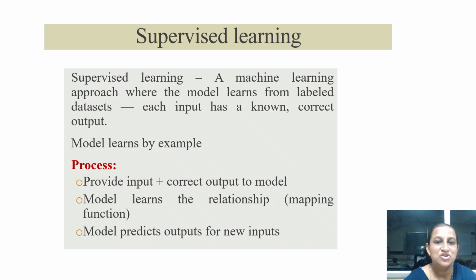First we'll see supervised learning. In supervised learning, the machine learning is done from a labeled data set, where we know the input as well as the output. So here we need to provide both the input as well as the correct output to the model. The model learns the relationship based on a mapping function. After the model is created, it will start predicting output for new data which was not seen during the training process.